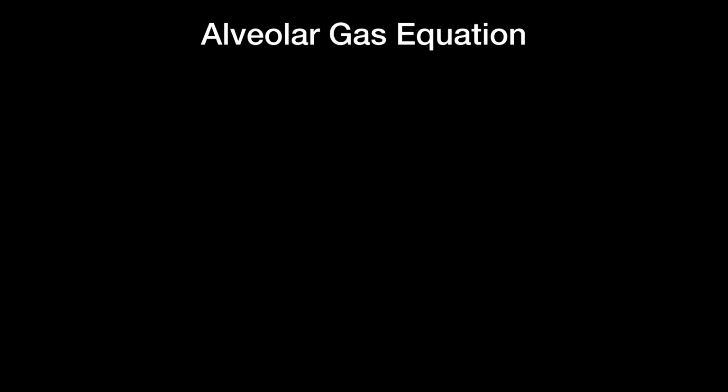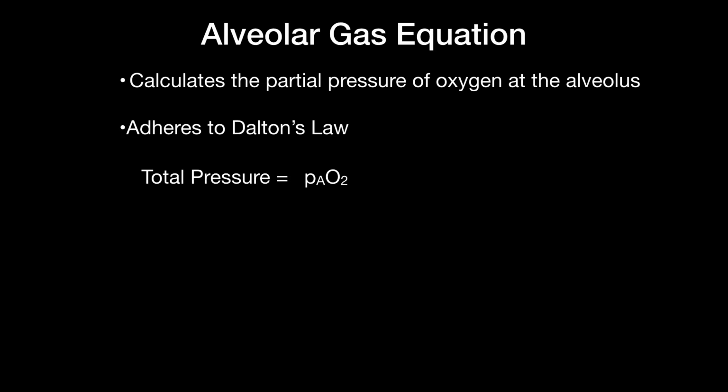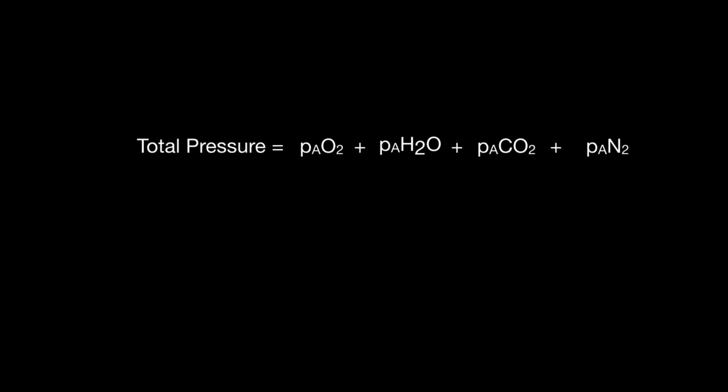The alveolar gas equation calculates the partial pressure of oxygen at the level of the alveolus, and it comes from Dalton's law. Now Dalton's law says that for the total pressure of any container, it's made up of the sub-pressures of all the components within the container. Assume the container is the alveolus. Well, the pressures within the alveolus are the pressure of oxygen, the pressure of water, the pressure of carbon dioxide, and the pressure of everything else, which is primarily nitrogen.